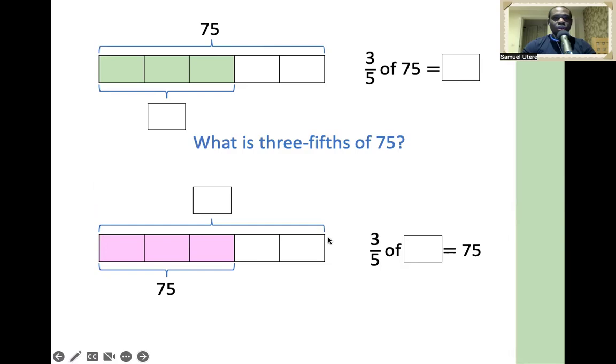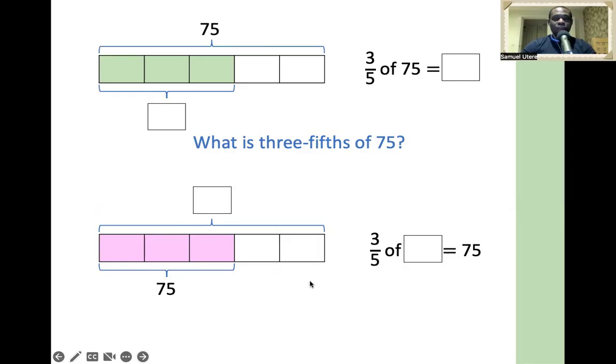But this one is different. We do not know what the amount is that is represented by the whole bar model, which is split into 5 equal parts. So another way of looking at this question is you're being told what 3 parts of the whole is, but you're required to use that information to find the whole lot of number of parts.